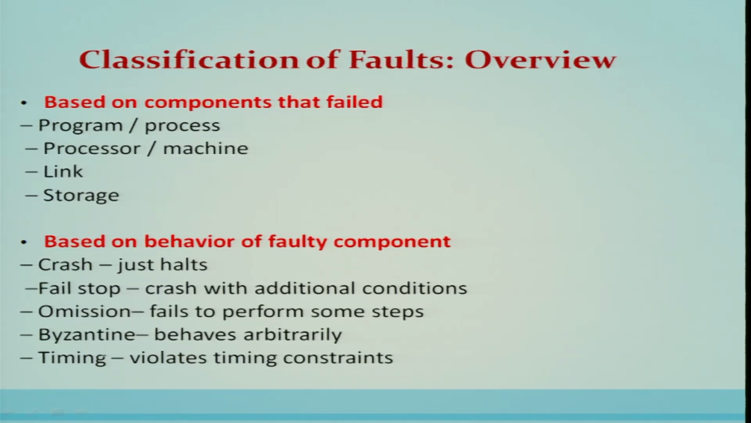Based on the behavior of the faulty component, different fault models are classified as follows. The crash fault: there we assume that the system just halts after the problem. Fail stop is a crash with some additional conditions. Crash means that it will halt. Omission means it will fail to perform some of the steps, that means some steps it will omit. Byzantine fault behaves arbitrarily and is the most general fault model. Timing: it violates the timing constraints. These are the different faulty components, and they are used to model the failure models.